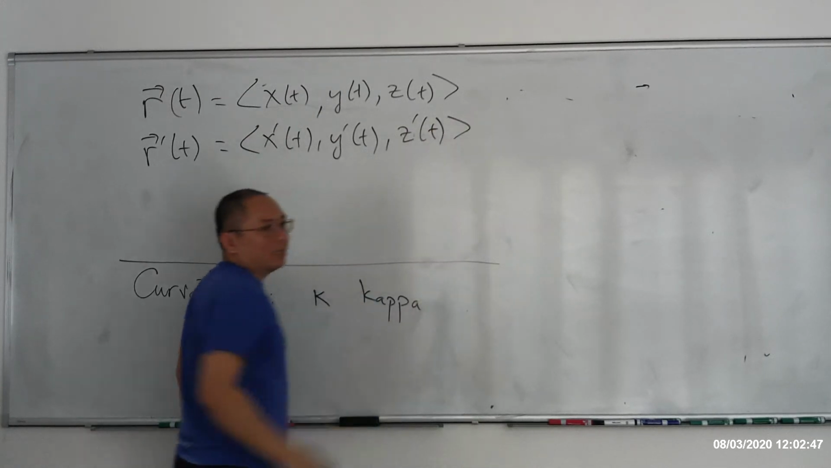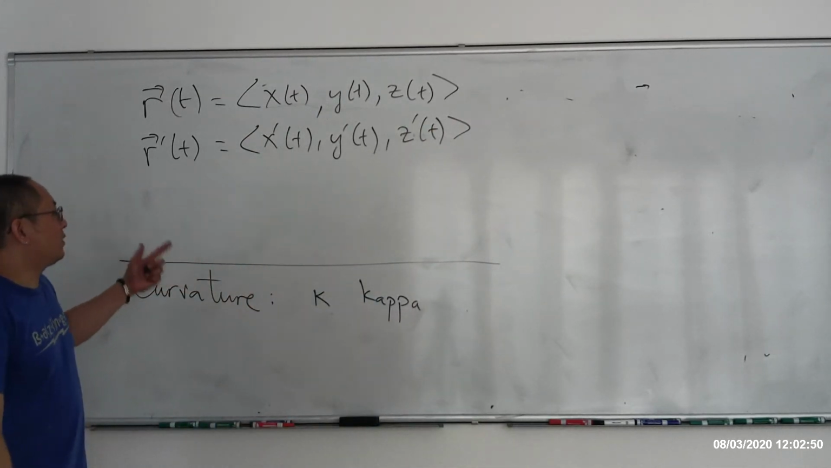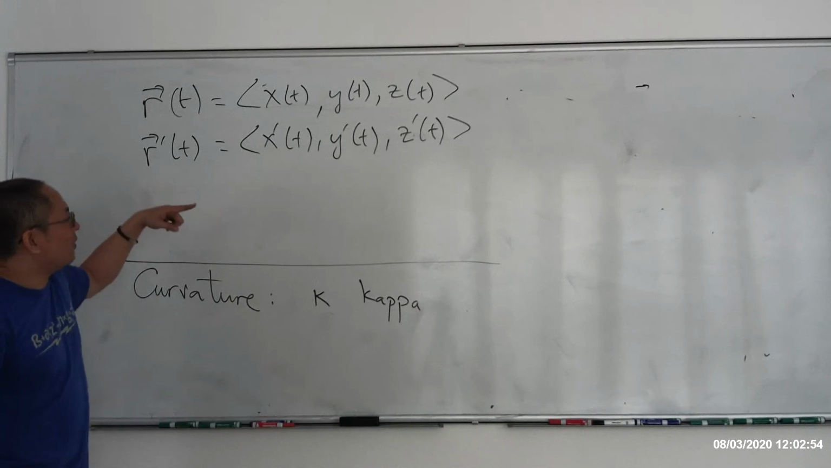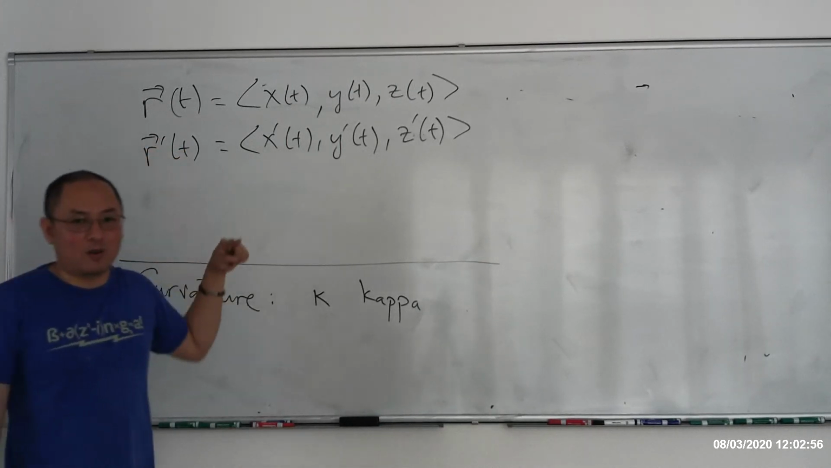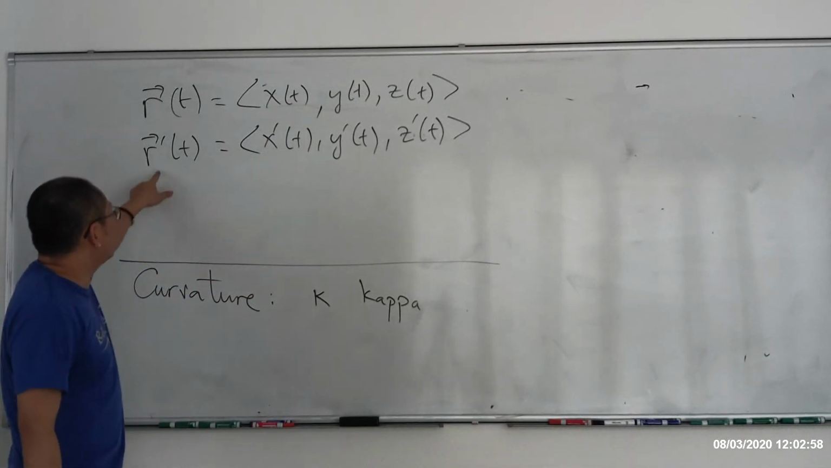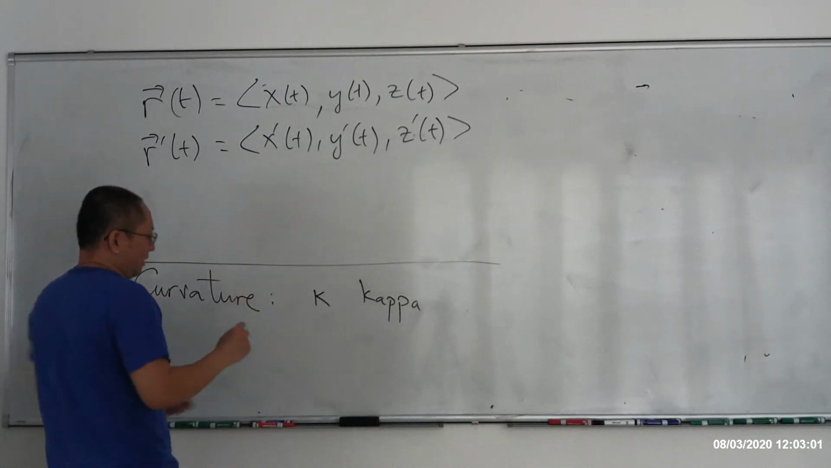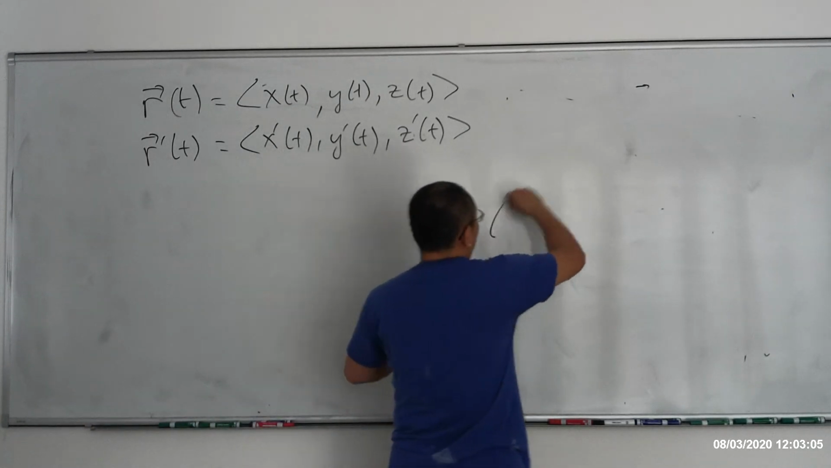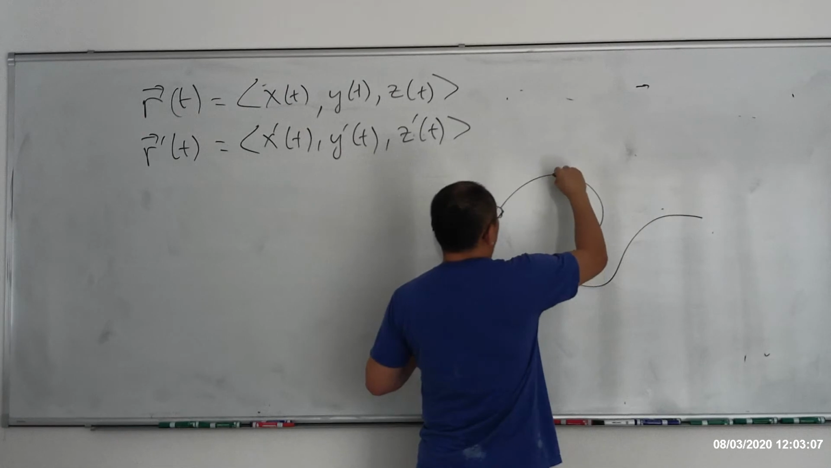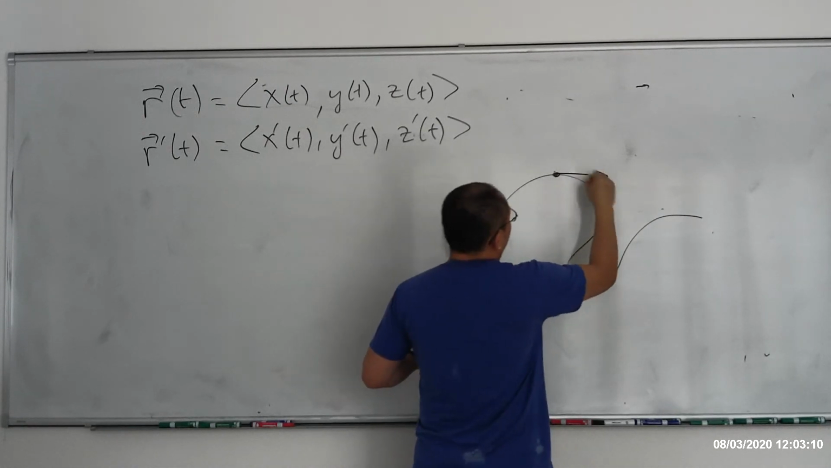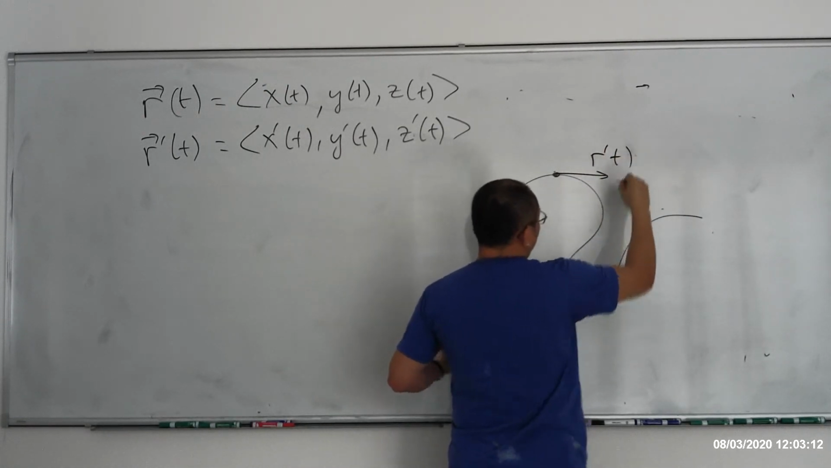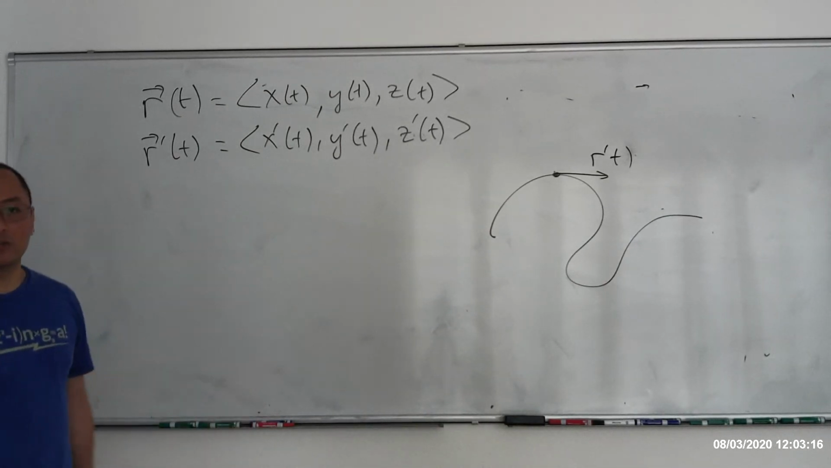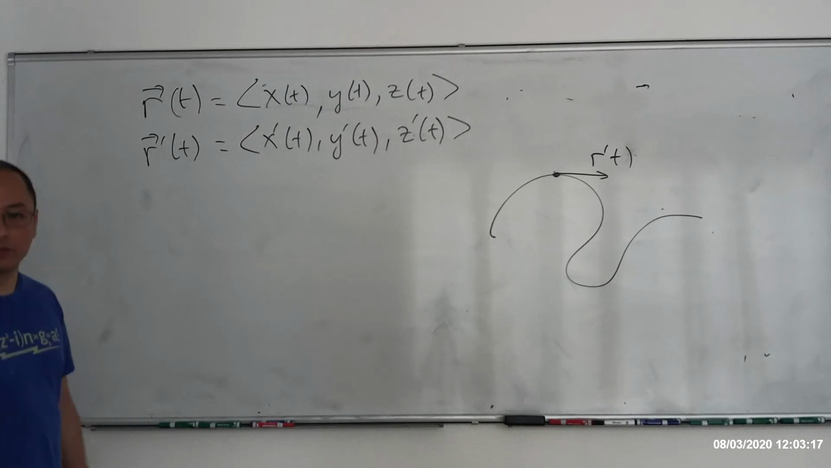And guess what? Like in the one-dimensional function that we have, when you take the derivative of f, you get f prime, the slope of the tangent line. This is the tangent vector. Let me try to explain it right here. Let's say you have a curve, and a point right here, r(t). You take the derivative. This vector is r prime t. Okay? Tangent to the curve at the given point where you are taking the derivative.